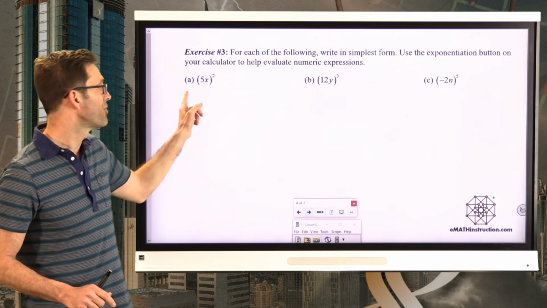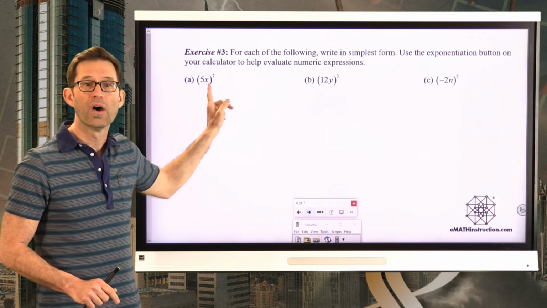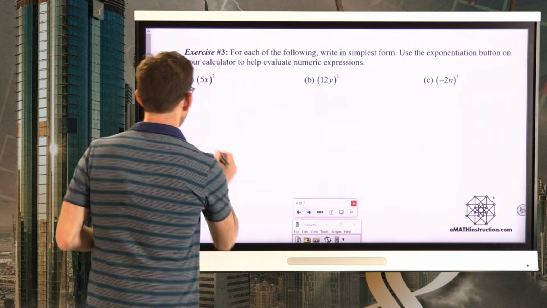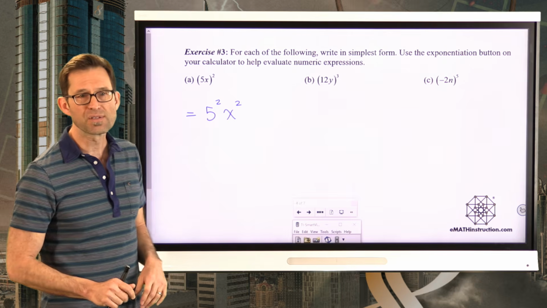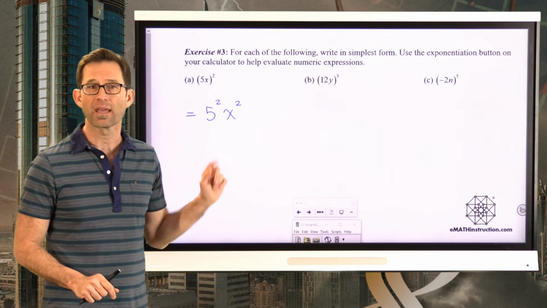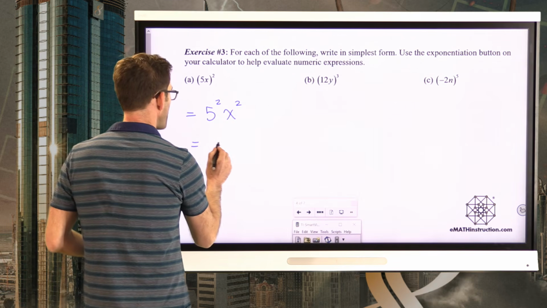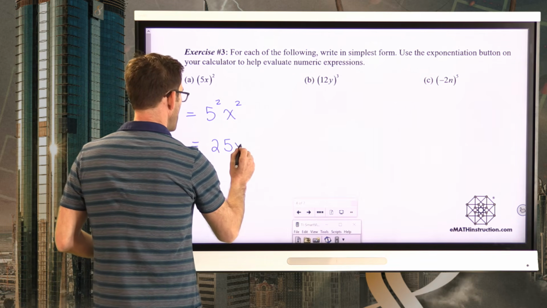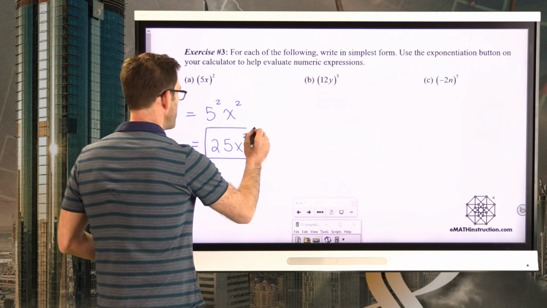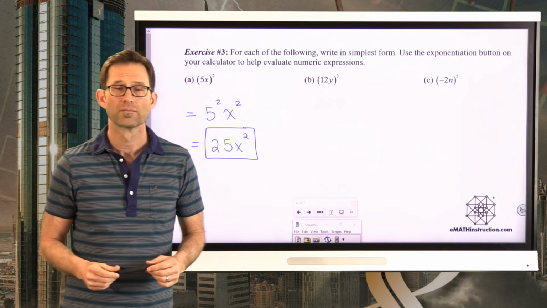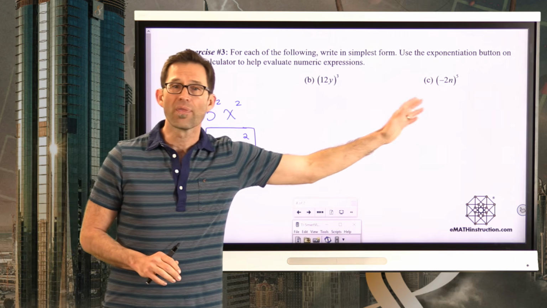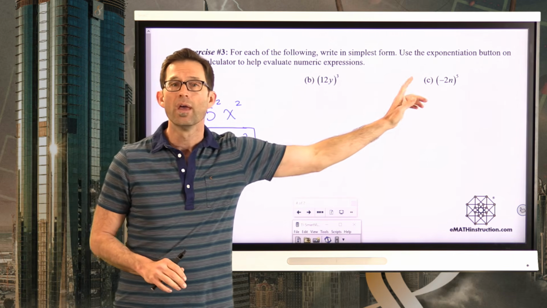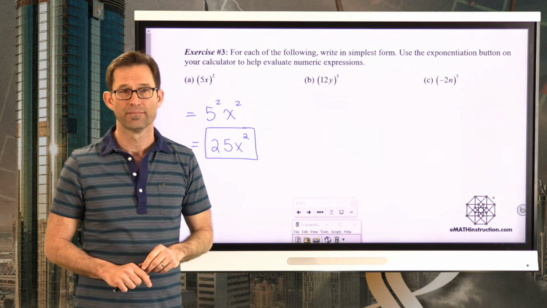So here, I've got 5x, the product of 5 and x, raised to the second power. Our exponent property tells us then that that must be 5 to the second times x to the second. Now, there's absolutely nothing we can particularly do with the x to the second, but the 5 to the second, well, that's 5 squared, which is 25, and that's going to be 25x squared. All right? So what I'd like you to do now is pause the video and try to figure out the simplified versions of these two, being particularly careful in letter C.